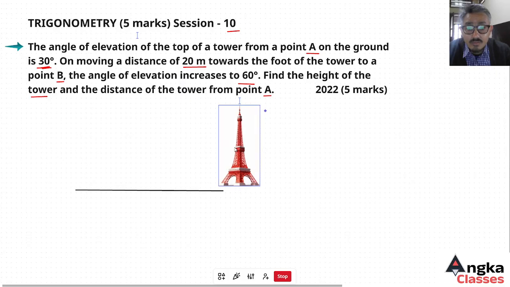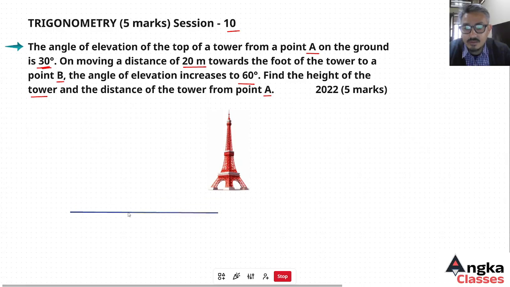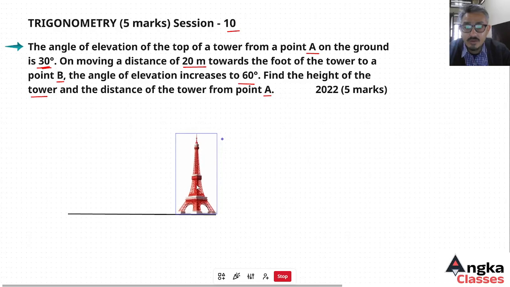This is a very famous tower of Tokyo. There are many famous towers like the Eiffel Tower, the Leaning Tower, and also the tower of Tokyo. Anyway, let us assume the tower mentioned in the question.